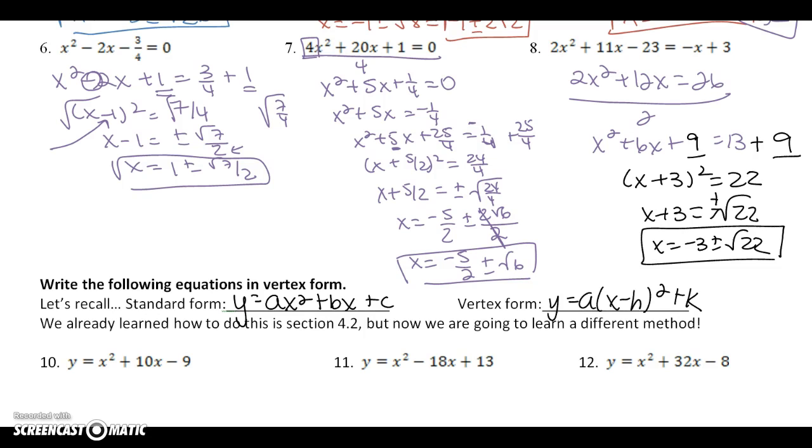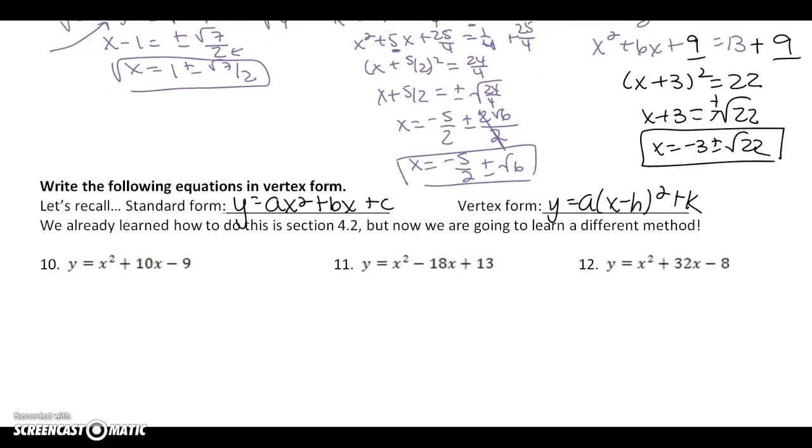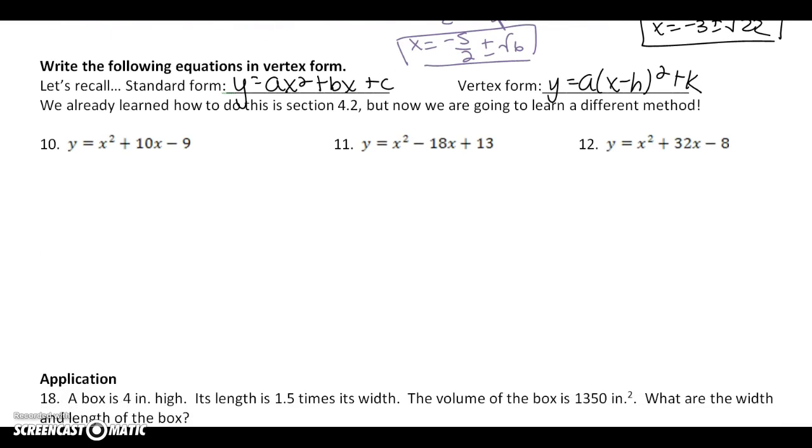Okay, so I have shown all the work for 1 through 8. Spend as much time as you need. And the last type that we're going to do today is putting things into vertex form. So this looks a little bit different because we're not actually solving it. We're going to try to put it in vertex form.